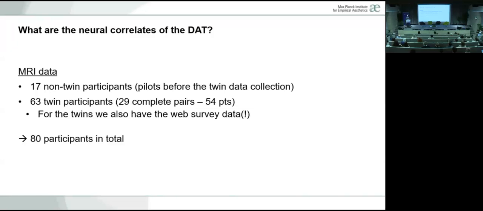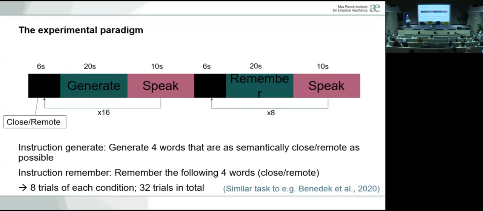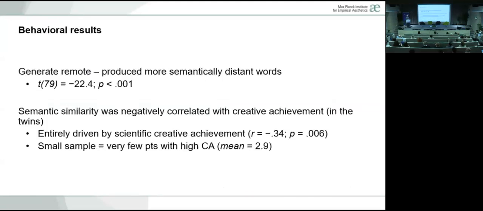So I can show you the latest news. The task is somewhat similar. I guess it has been compressed a little bit here. Basically, it involves generating close words and remote words. We also had a control task where they're supposed to remember close and remote words, but I will not go into that so much. So jumping here to the sanity check, they did produce more remote words during remote. And also interestingly, in this small data set, we did find that semantic similarity was negatively correlated with creative achievement. In this case, probably depending on the composition of the sample, only scientific creative achievement.